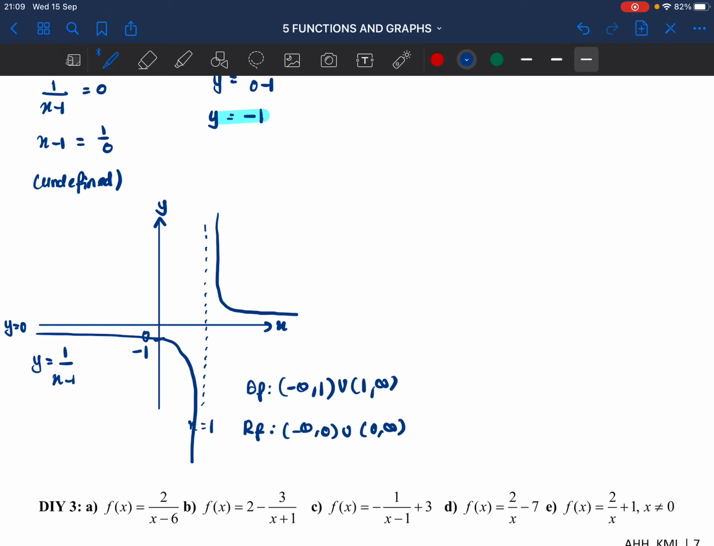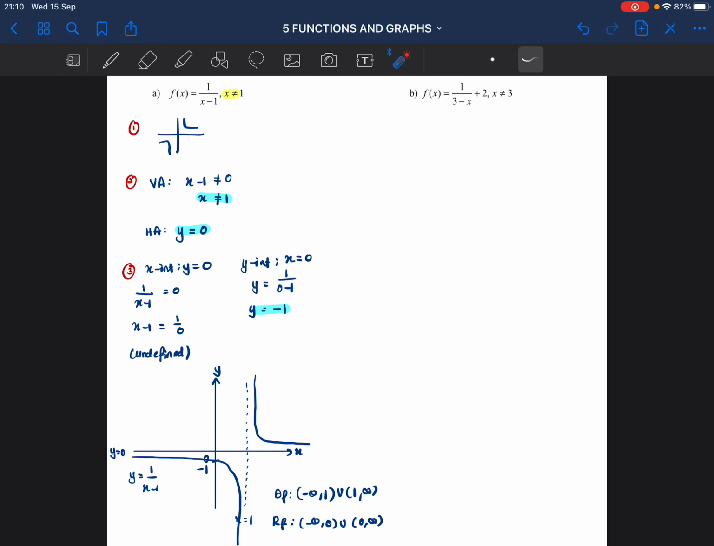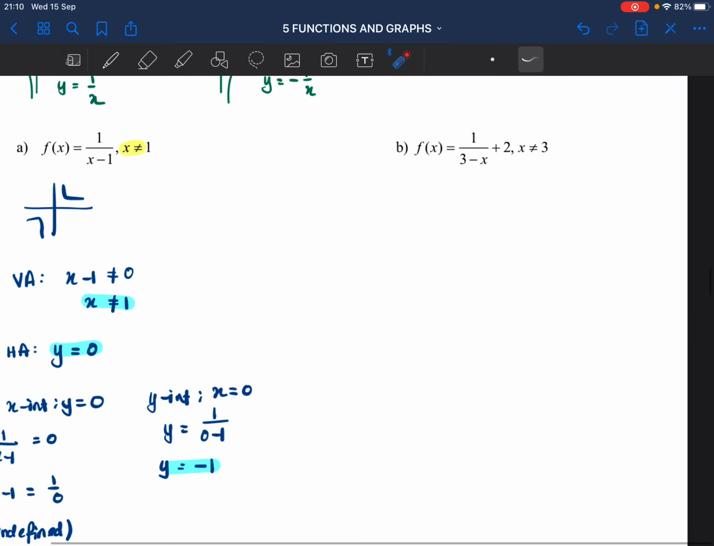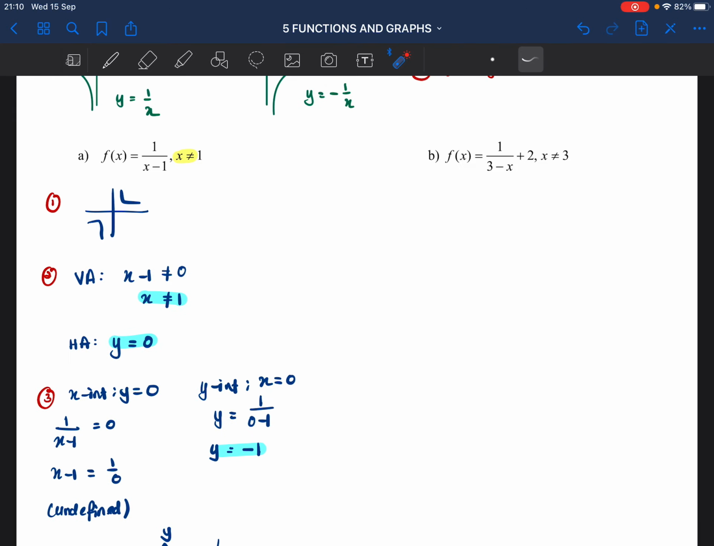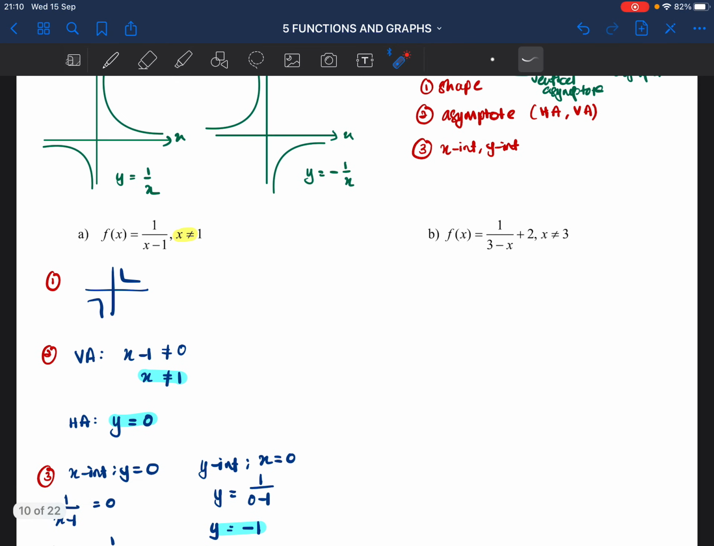Okay, 0 to infinity. And you can check back this one, the range, this value here should be your horizontal asymptote, and this value here should be your vertical asymptote. Okay, so that is how we sketch a rational function. Okay, so let's quickly do the other example here. We have 1 over 3 minus x plus 2.